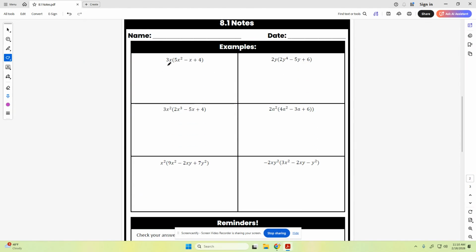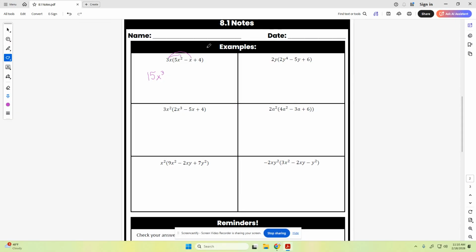I am going to do this first one with you, and then I want you to pause the video and try the next 5 on your own. So for this first one, we're going to distribute 3x to each term. So 3x times 5x squared. 3 times 5 is 15. Adding my exponents, this becomes x to the third.